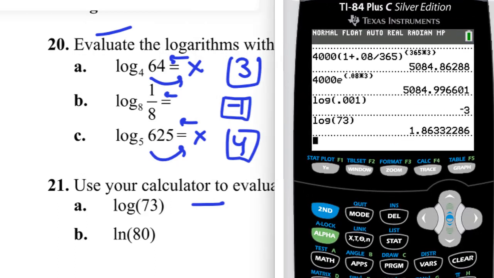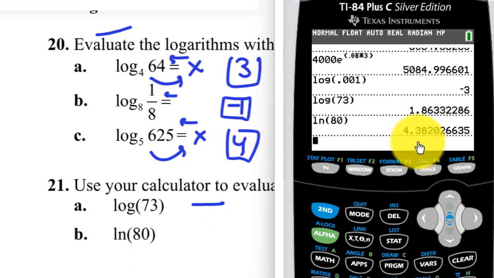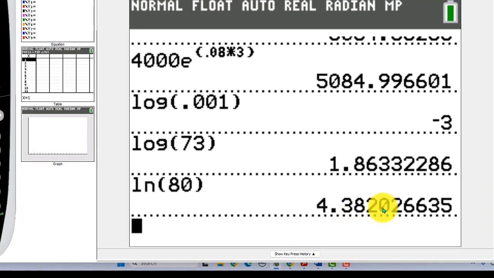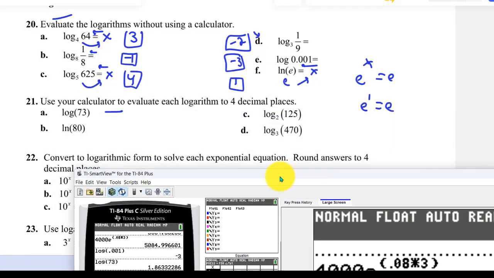Letter B, press the ln key, the natural log, 80, press enter, and that would be your answer for 21B, right? But you'd round to 4 decimal places, right? 1, 2, 3, 4. So I'd stop at this 0. All right, so that's 21A and 21B.